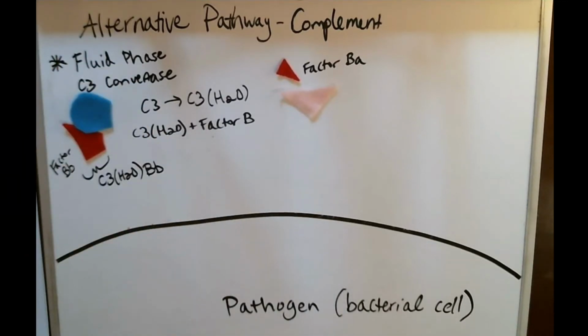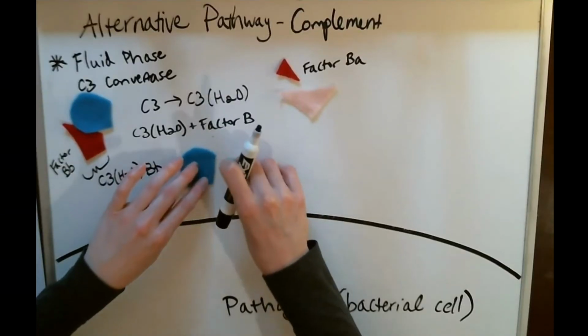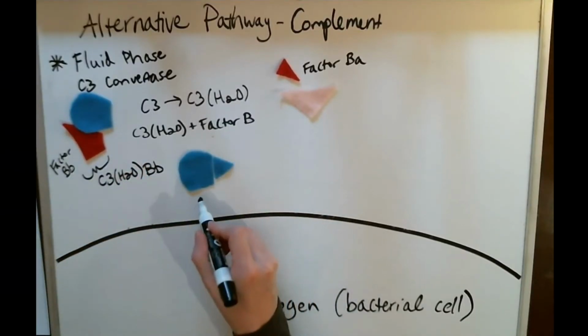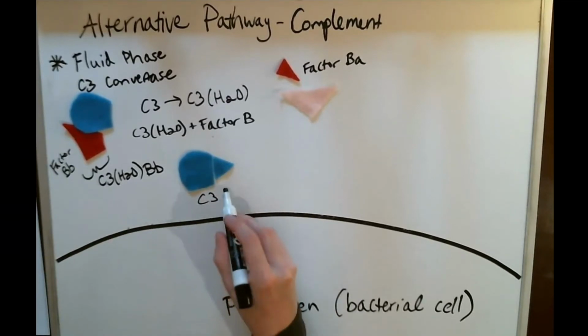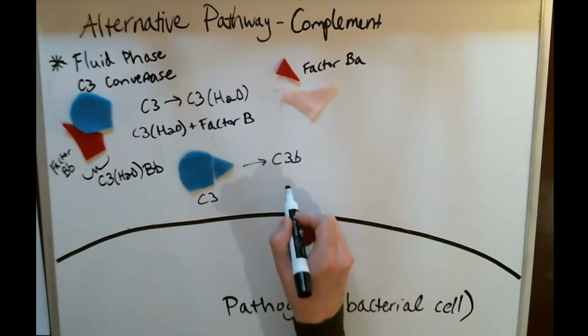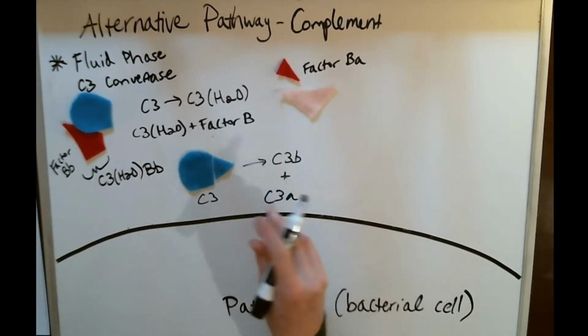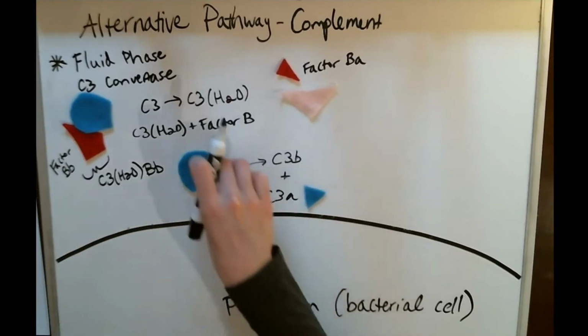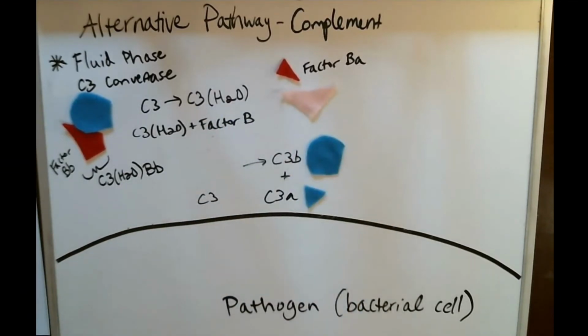So this C3 convertase is going to be responsible for taking more molecules of C3, which would be shown right here. So that C3 convertase can act on C3 and basically generate our C3b and our C3a. So C3a would be the little molecule or protein. C3b is the larger protein. Okay, so that is what happens in the fluid phase of this alternative pathway.